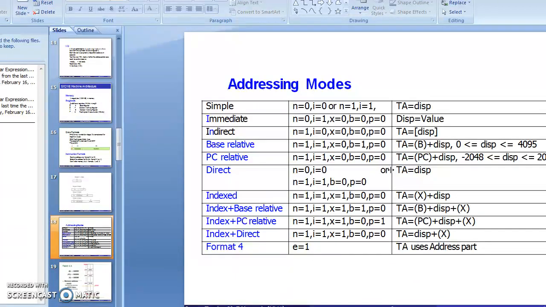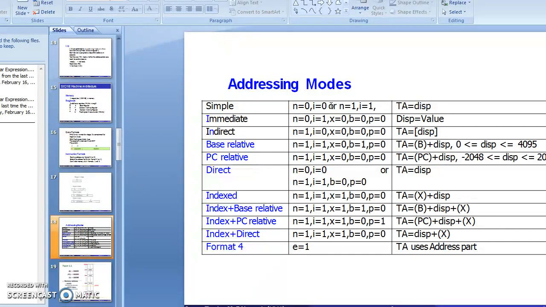The next one is addressing mode. Generally, we have 2 addressing modes in SIC. The first one is direct addressing mode. In direct addressing mode, x equal to 0, which means the value will be assigned directly. Then x equal to 1 means indexed addressing mode, which means the value will be assigned by indexing, with the help of that element.